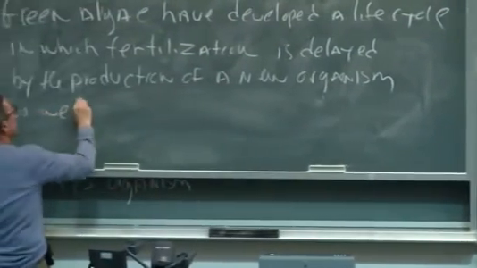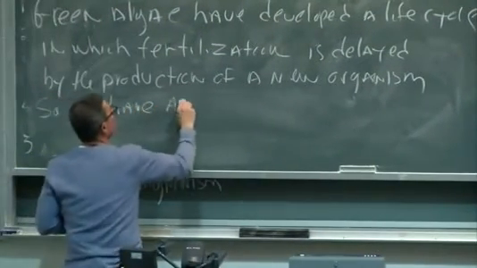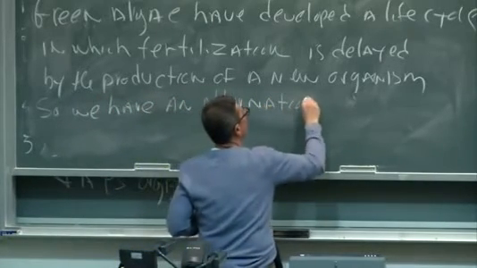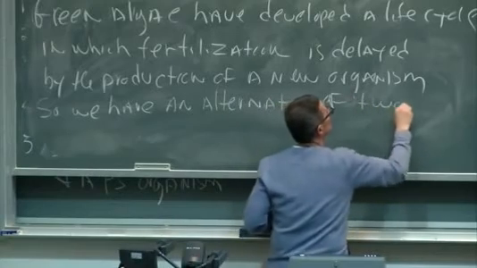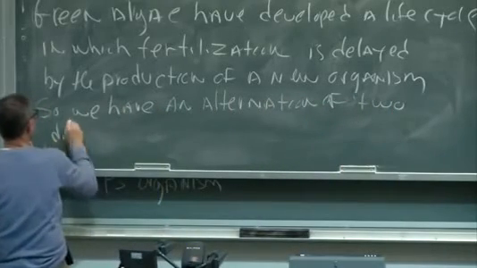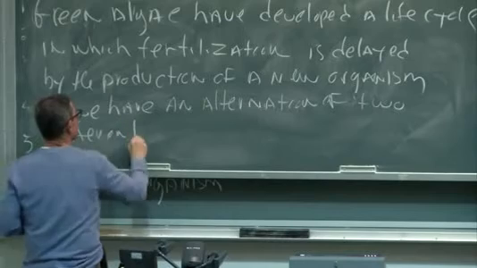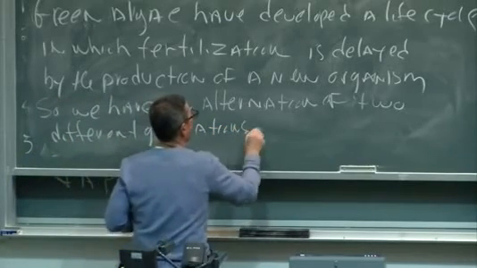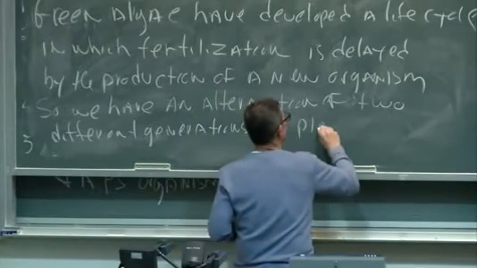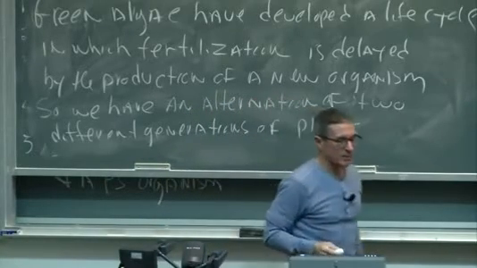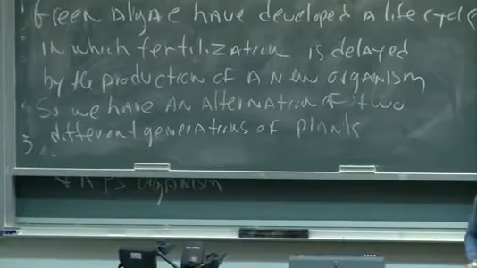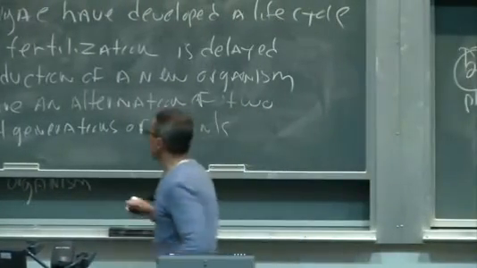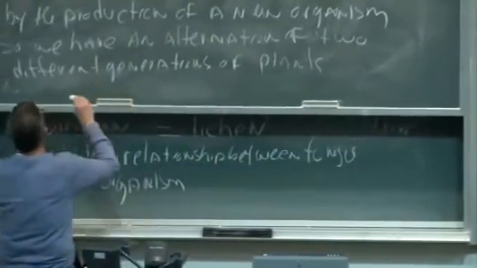So we have an alternation of two different generations of plants for the life cycle to be completed. And as a consequence, the life cycle is known as the alternation of generations life cycle.